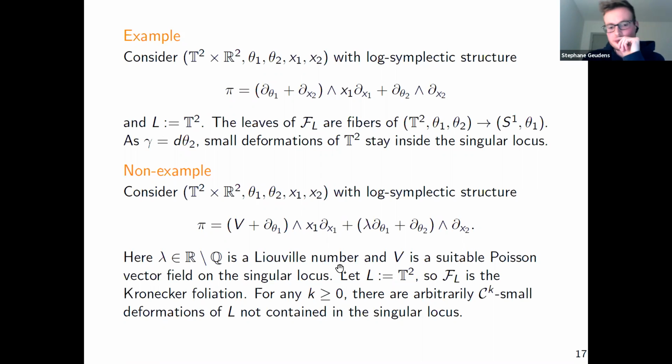And in this case, you can construct on the torus a one-form gamma that is close but not exact, but that has very small perturbations that are exact. And these allow you to construct arbitrarily small Lagrangians, which are not anymore contained in the singular locus.